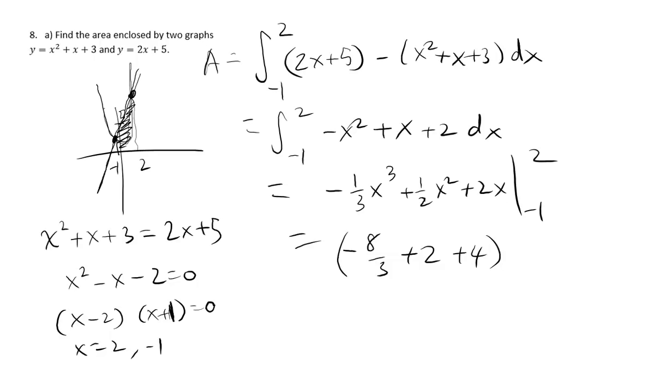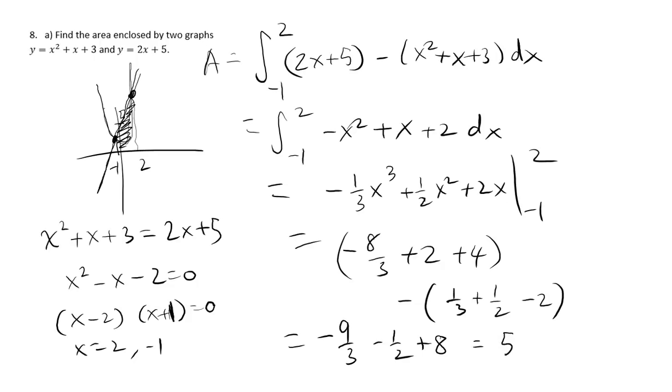So that's what you get when you plug in 2. Minus, when you plug in negative 1, that's positive 1/3, because negative 1 cubed is negative 1, negative times negative is positive. Negative 1 squared gives positive 1/2. And when you plug in negative 1 to 2x, there will be negative 2. So now, negative 8/3 minus 1/3 would be negative 9 over 3. You'll still have minus 1/2, but this is 2 plus 4, which is 6, 6 plus 2, which is 8. Now this is negative 3. Negative 3 plus 8 is 5, so you have 5 minus 1/2, which in turn is 9 over 2.